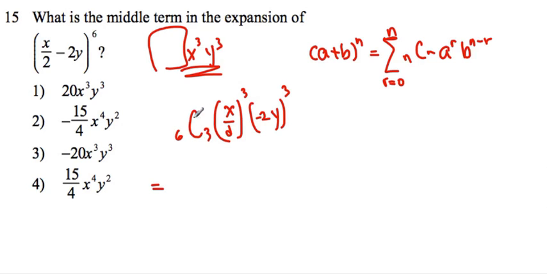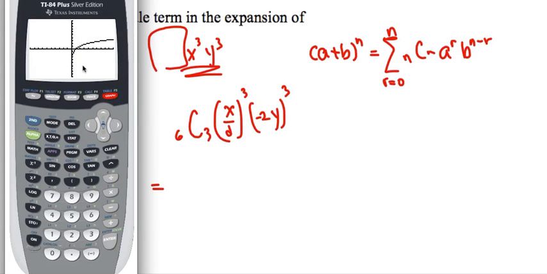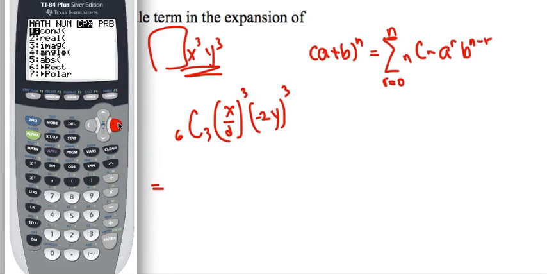And 6C3 can be calculated using a calculator, such as math, probability here, number 3. Oops. And then you have to type in 3 here. Then you get 20. So that would be equal to 20.